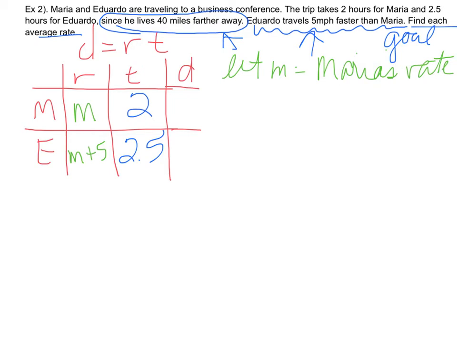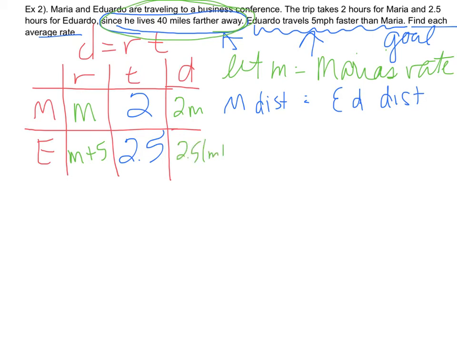Okay, check this out. Maria and Eduardo are traveling to a business conference. The trip takes 2 hours for Maria, 2.5 hours for Ed, since he lives 40 miles farther away. Now, there is my key to my distance. He lives 40 miles farther away. What we really want is to set this up to have Maria's distance equal to Ed's distance. If distance is equal to rate times time, what is Maria's distance? 2m. What is Ed's distance? 2.5 times (m plus 5).